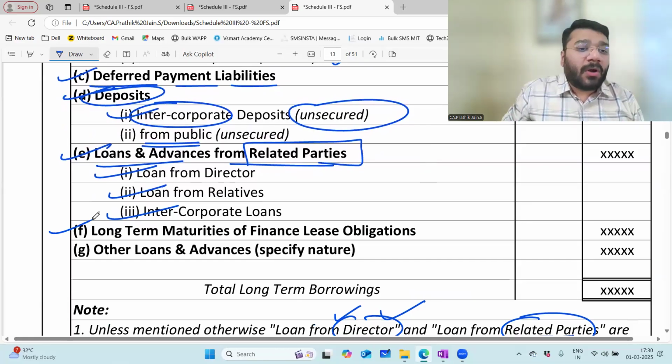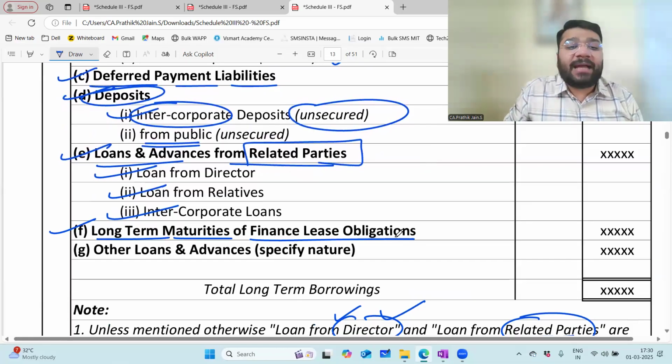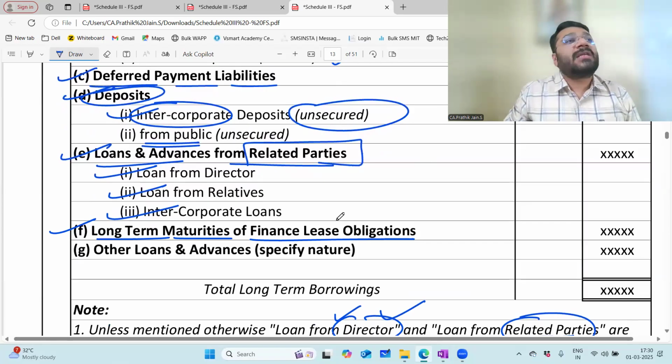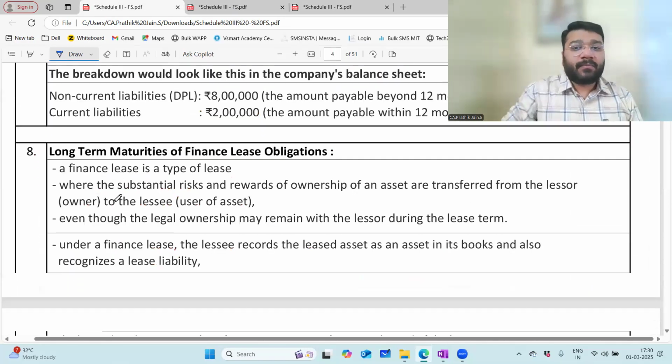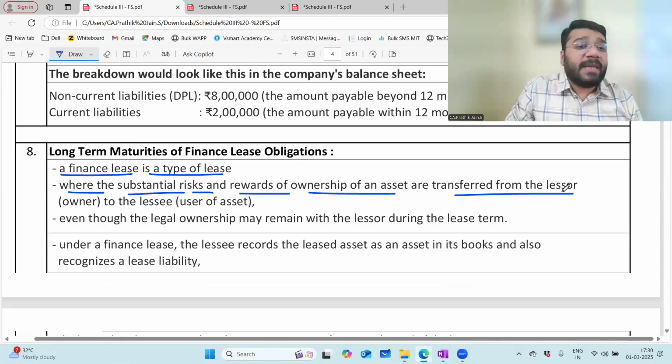Then came the concept of long-term maturities of the finance lease obligation. So in the last class, we understood finance lease obligation. Do you want me to repeat this one more time? What is finance lease obligation? A finance lease is a type of lease where the substantial risk and the reward of the ownership of an asset is transferred from the lessor, the owner, to the lessee, the user of the asset.